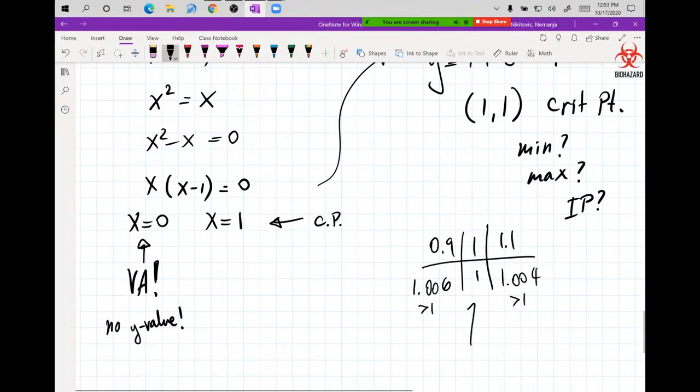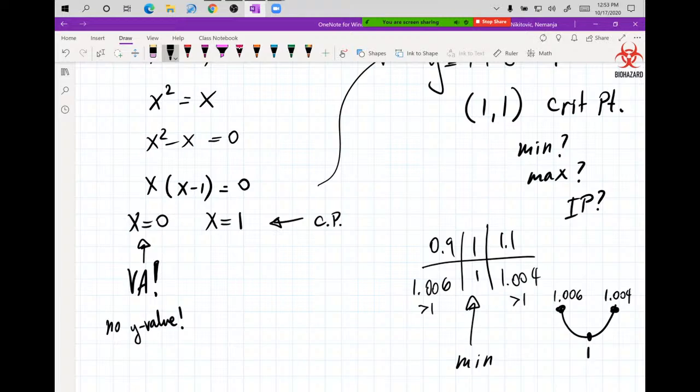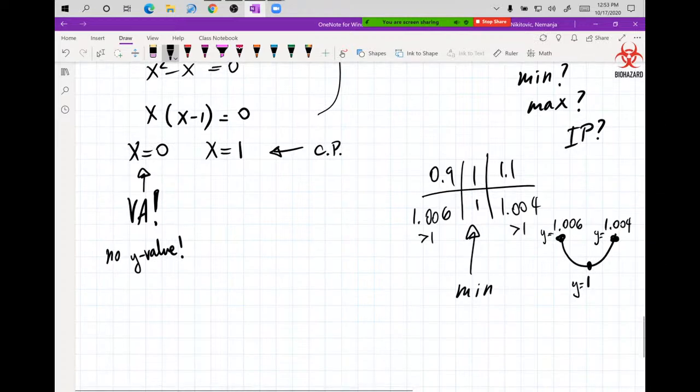And that means that this is a minimum, because I have this situation, right? That's my 1.006. This one is a little bit lower, 1.004, and this one over here is just exactly 1. These are all y values, right? So the two numbers that we computed are higher than the critical point, so it's a minimum. So we would say minimum at 1, 1.